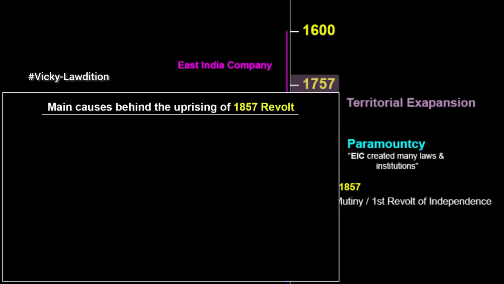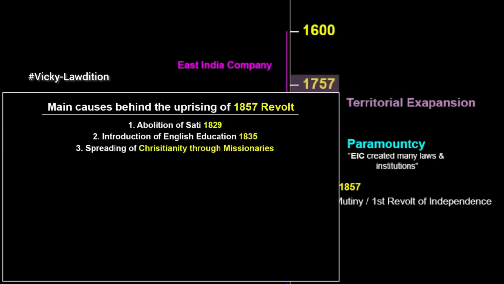Some of the laws that made the Indians upset were abolition of sati in 1829, introduction of English education in 1835, spreading of Christianity through missionaries in many rural areas, then the doctrine of lapse in 1848. The idea behind this was to annex those states which have no successor. Their ruling rights were lapsed, even in the case of adoption. Due to this law, many princely states like Jhansi, Satara, Udaipur, Jaipur, Sambalpur, Nagpur, etc. became the victims of this policy.